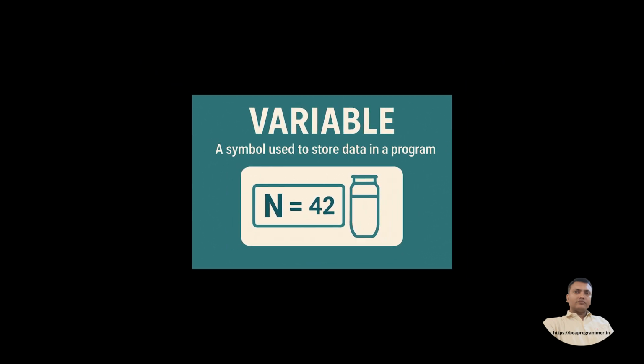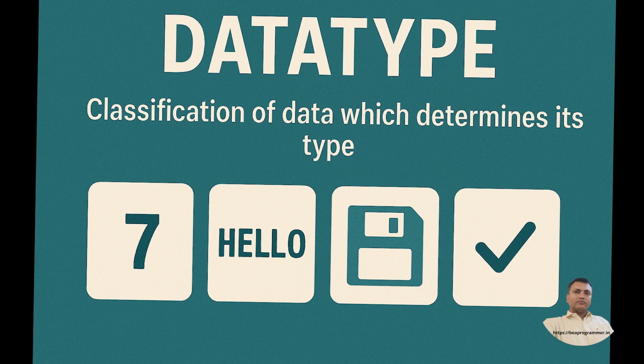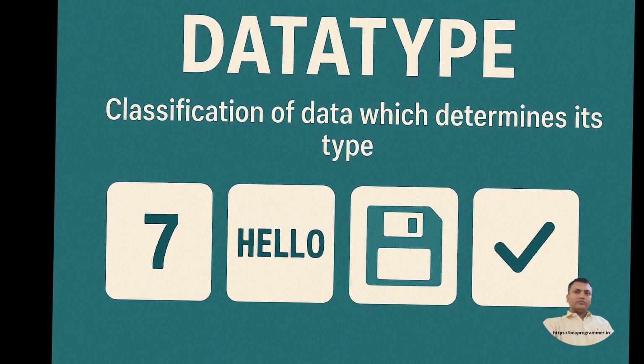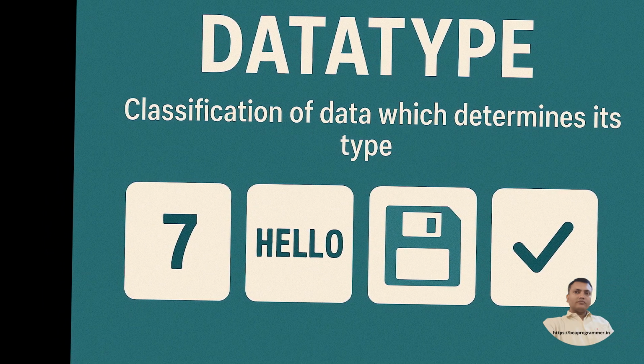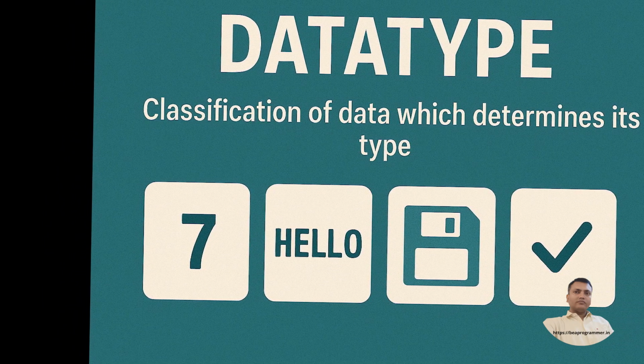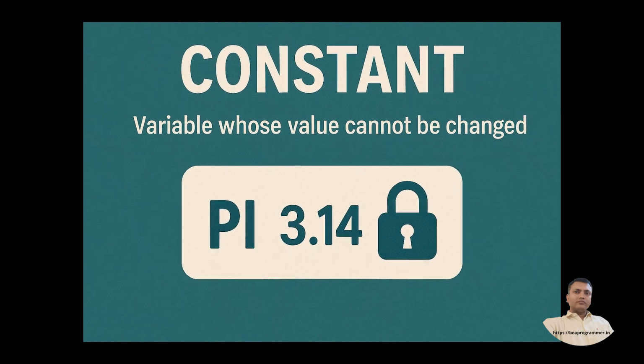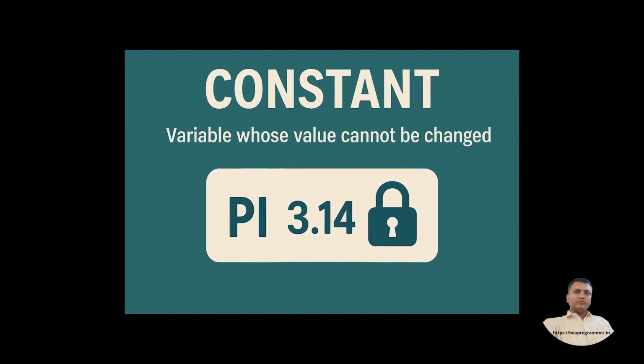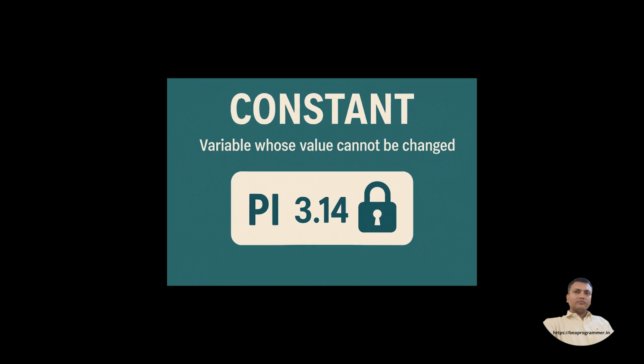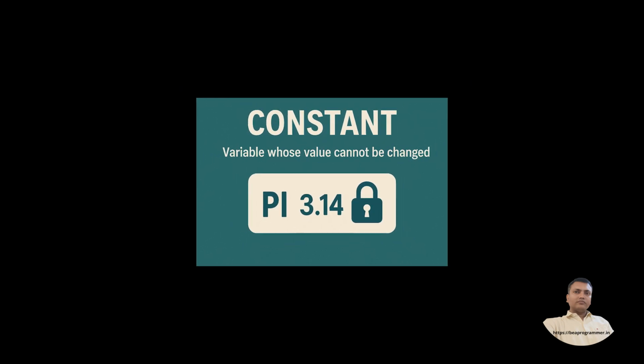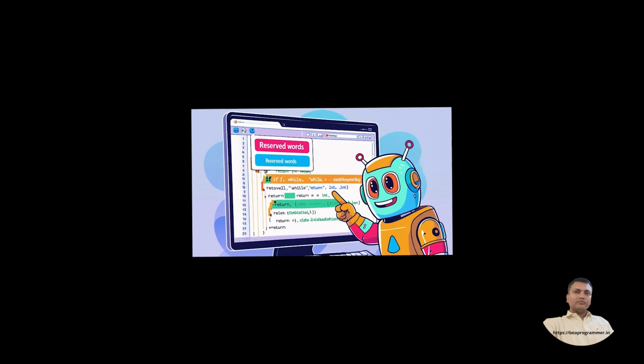Then, we have data types, which define the kind of data a variable can hold, such as integers, floats, and characters. Now let's talk about constants. A constant is a fixed value that remains unchanged during program execution.